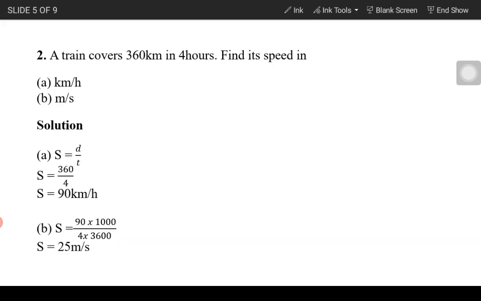Question 2 is there. A train covers 360 kilometers in 4 hours. Find its speed in kilometers per hour. So it's just similar to what we have done. Speed is distance over time, and you substitute the distance. It's 360 kilometers. This is in kilometers.